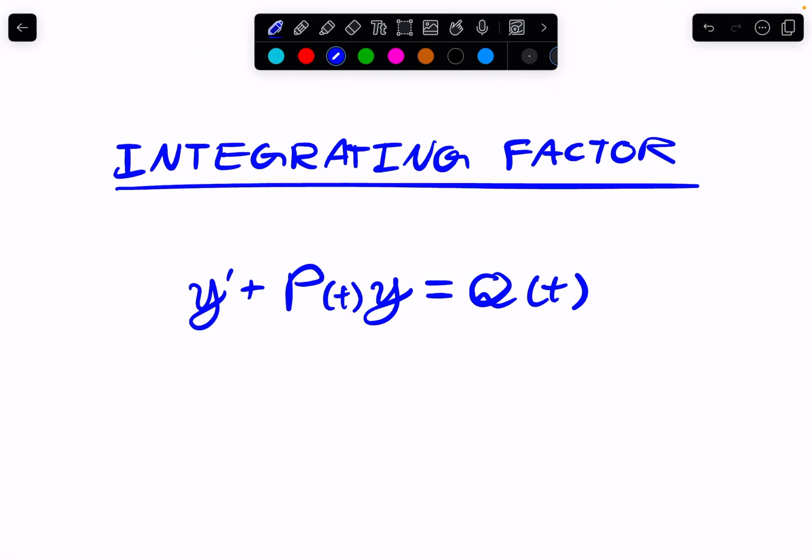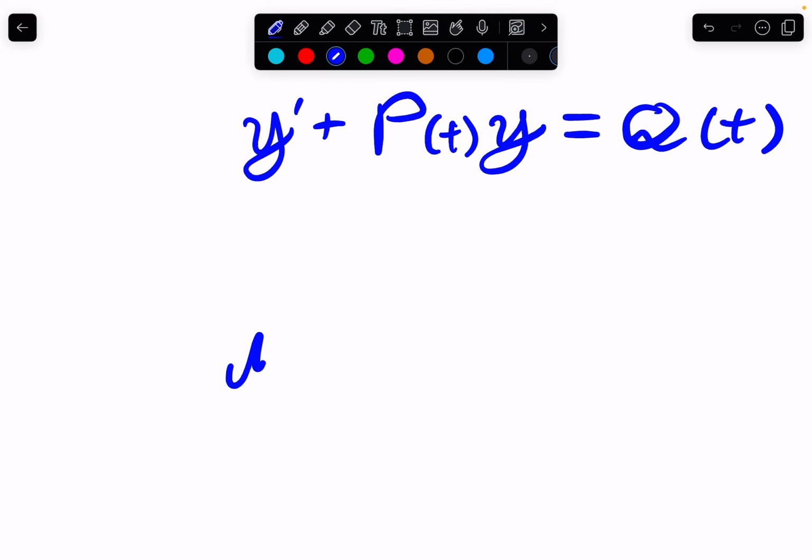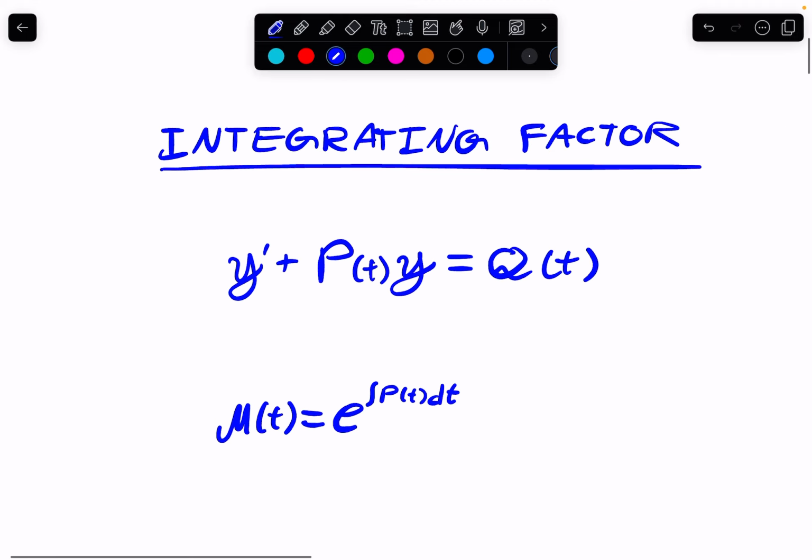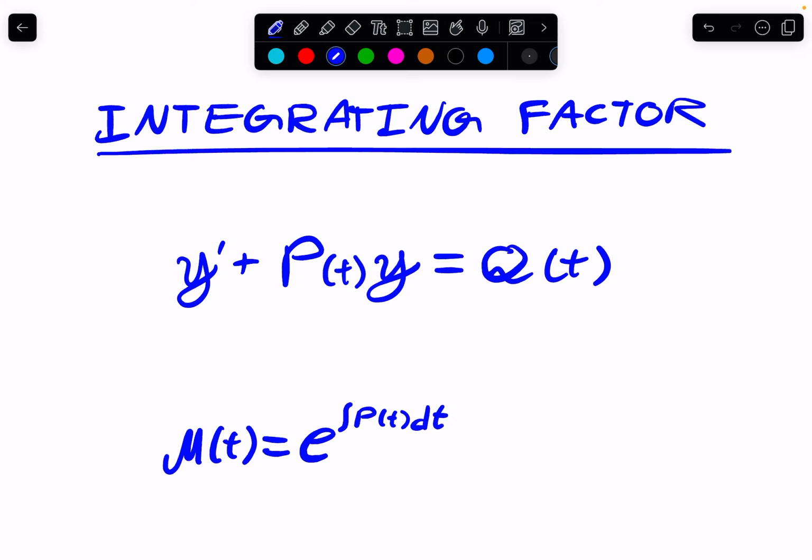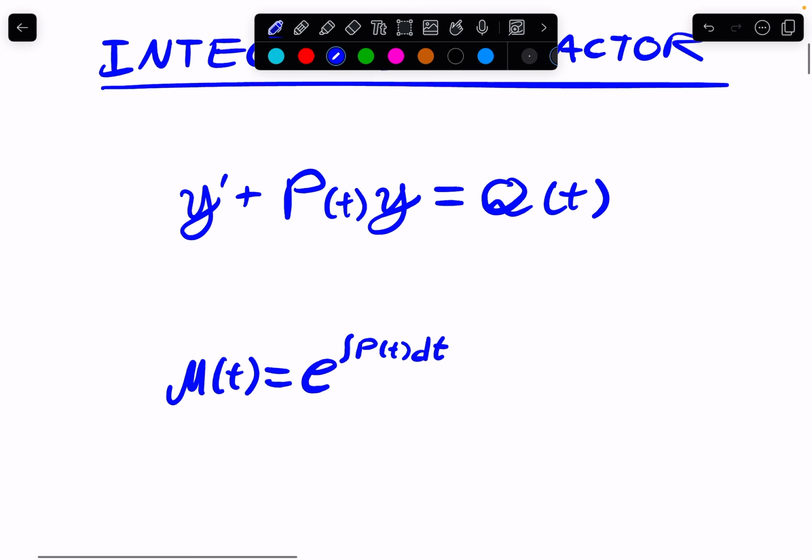The integrating factor is designed to use some trickery to simplify the left-hand side a little bit so that we can just go ahead and integrate it. It's defined as mu of t equals e to the integral of p of t dt. You'll see in a moment that this is really convenient when we're trying to solve these differential equations. So let's take a look at what happens.